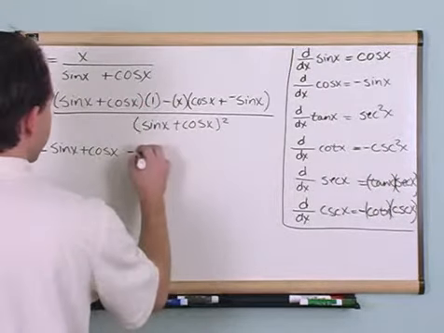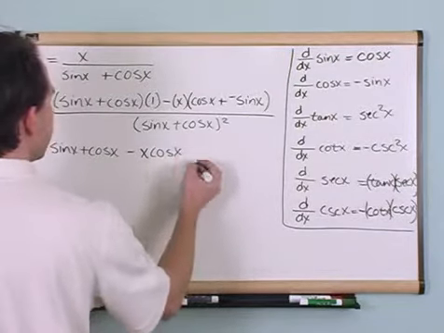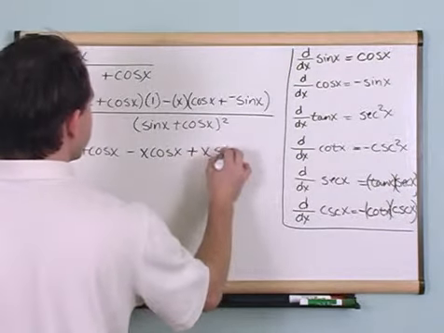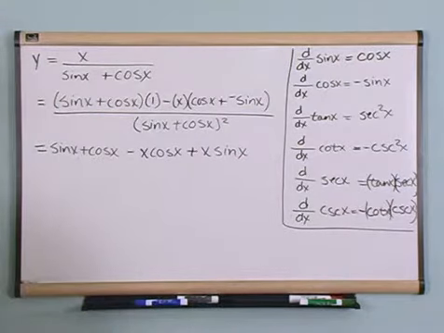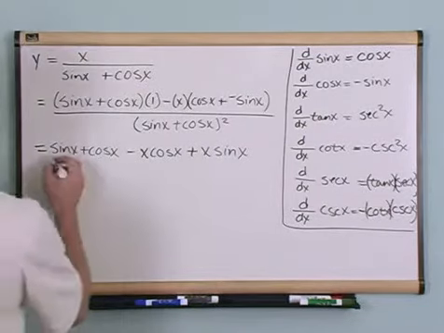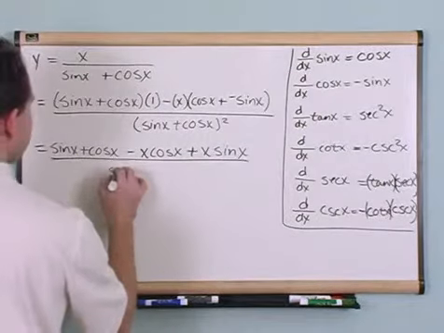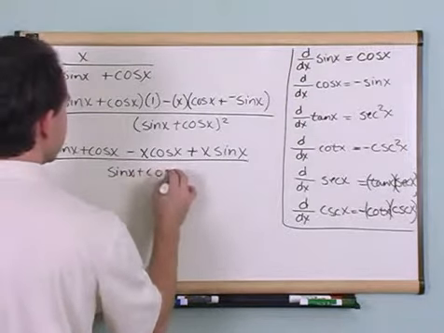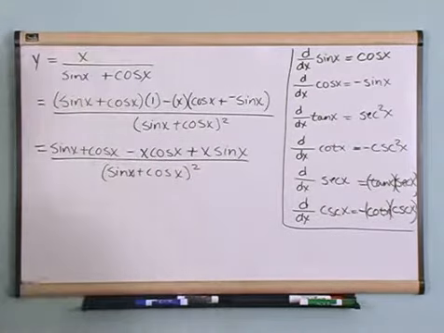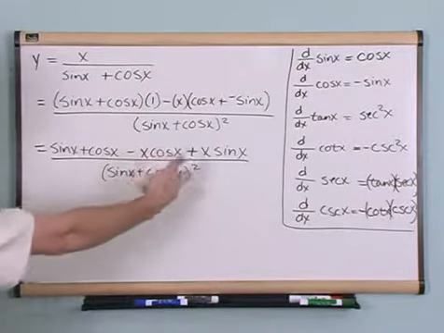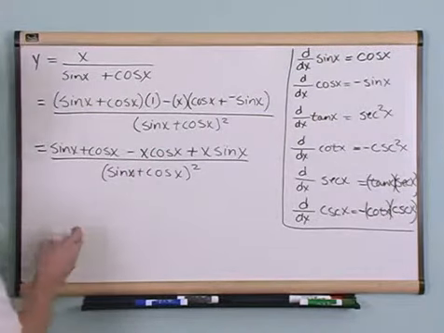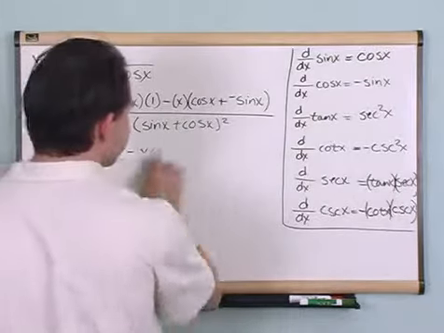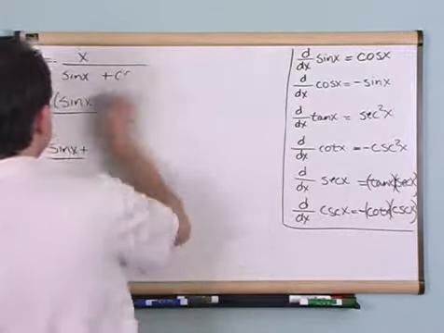Minus x times the cosine of x plus x times the sine of x. Okay? And on the bottom, we're going to have sine x plus cosine x squared. Okay, and so that's basically the end of that problem. You could try to do some more simplification, pulling out sines and cosines, and you could cancel a little bit of the denominator, but you're not going to be able to cancel the whole thing. So this is about as simplified as it gets for this guy.